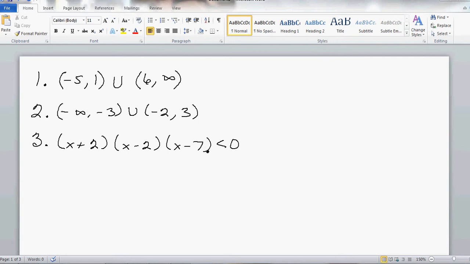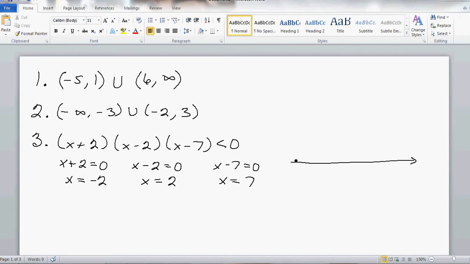If it's already equal to 0, or if 0 is on one side, that's what we want to do. We want to find out when do each of these equal 0. So x plus 2 equals 0, x minus 2 equals 0, and x minus 7 equals 0. It's very simple to see x equals 7, x equals 2, and x equals -2. And what I'm going to do is just put that on a number line. I'm going to put in -2, 2, and 7, and put them in their appropriate order.